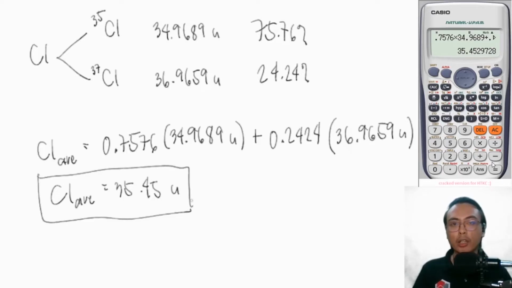If you take a look at a periodic table, this is the atomic mass for chlorine that you will see because that's already the averaged atomic mass for all of the naturally occurring isotopes of chlorine. You can do this with all of the other elements. Let's proceed.